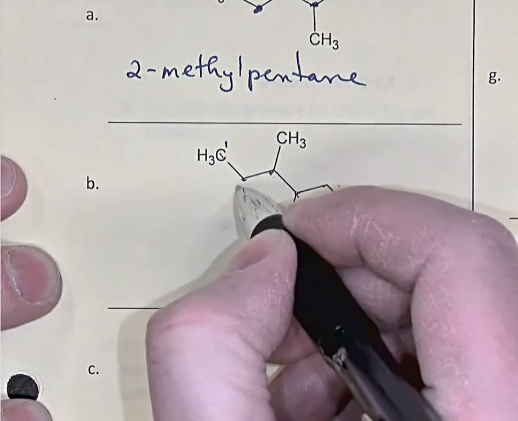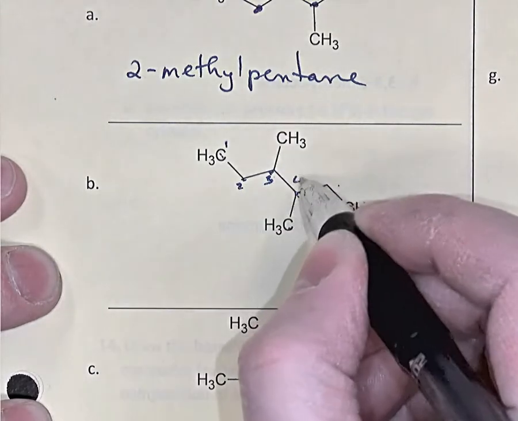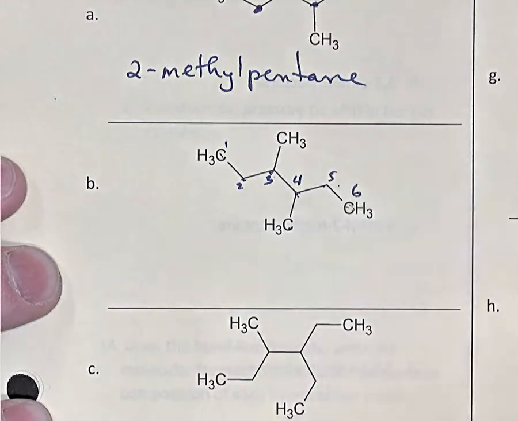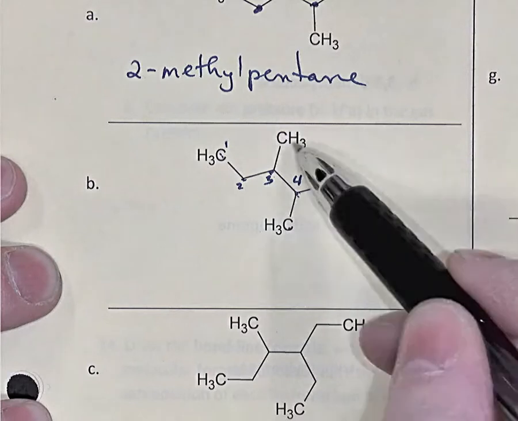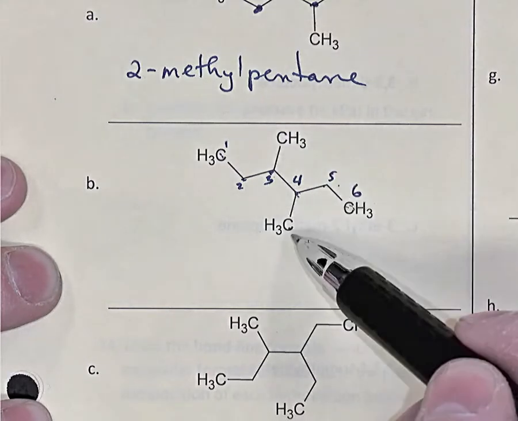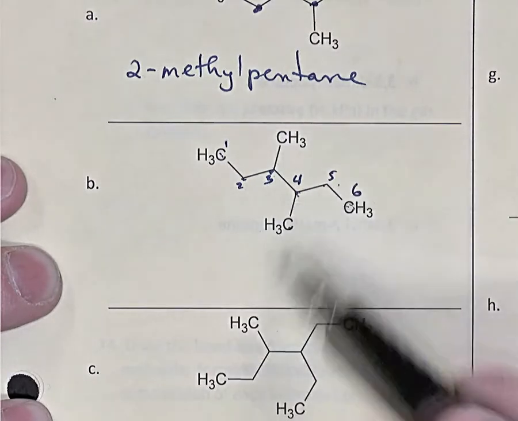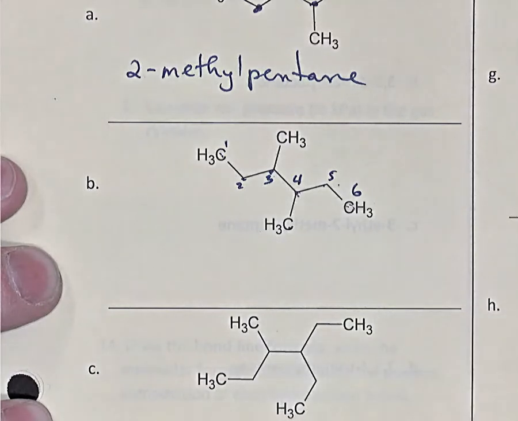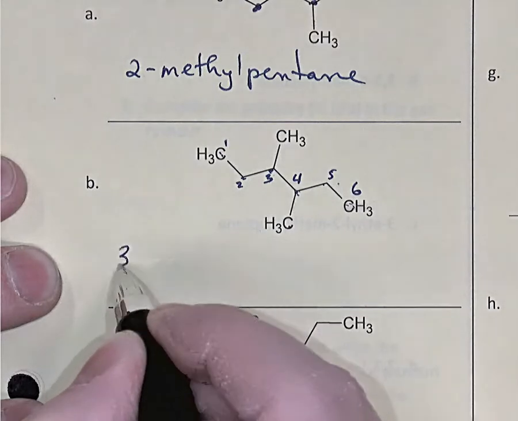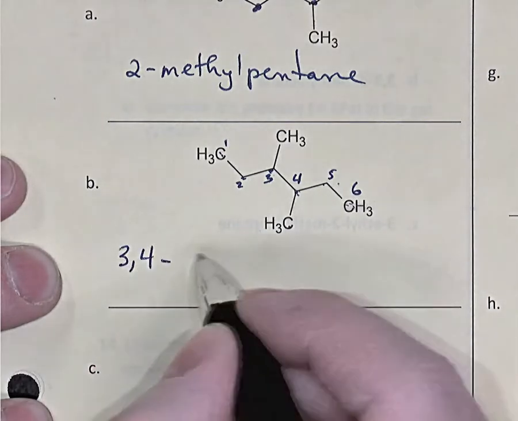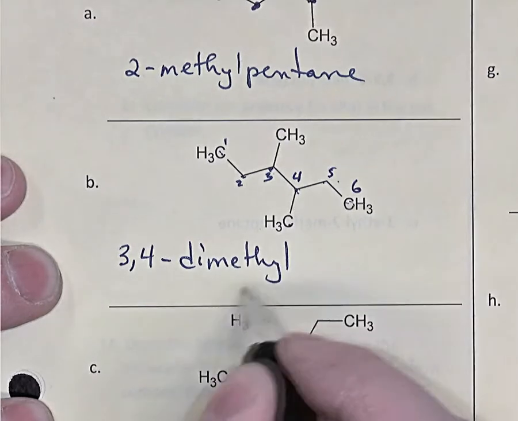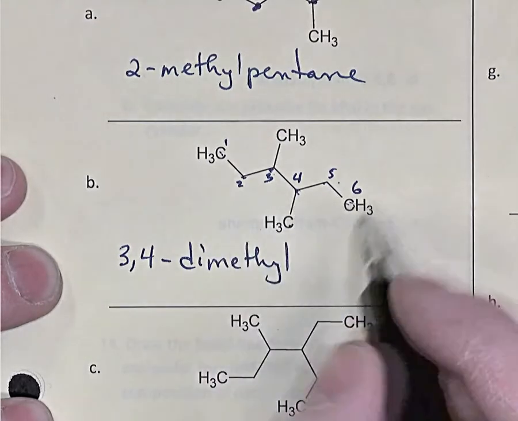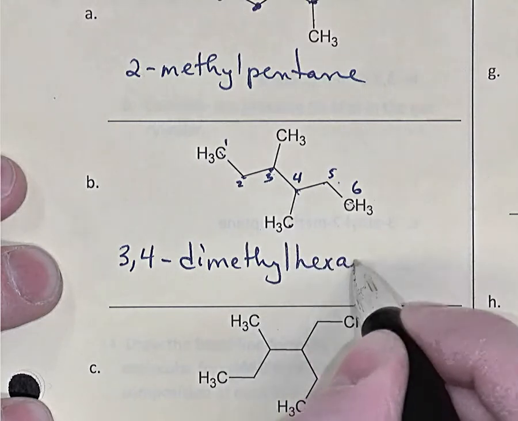This could be carbon 1, carbon 2, carbon 3, carbon 4, 5, 6. So carbon 3 and 4 have branches. The branches are each methyl branches, 1-carbon branches. But there's 2 of them. If you've got more than 1 of a branch, you put a prefix in front. So we're going to call this 3,4-dimethyl, because there are 2 methyl branches. And then the parent was hexane, 6 carbons.